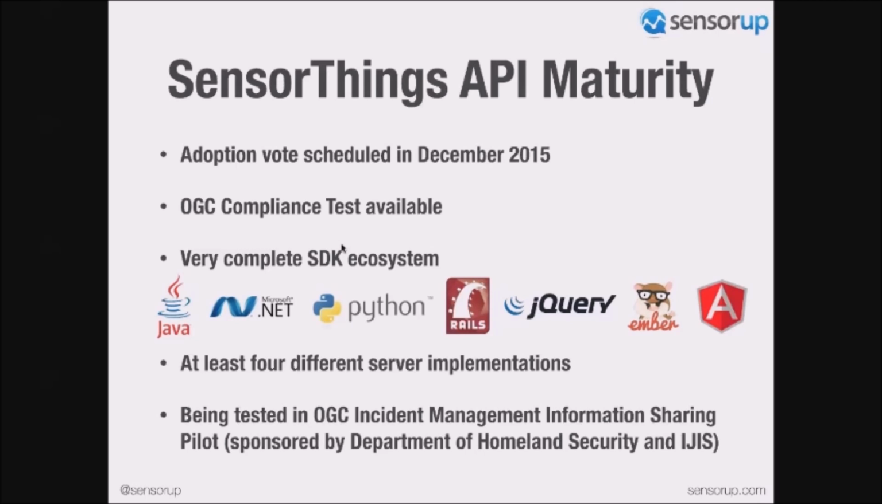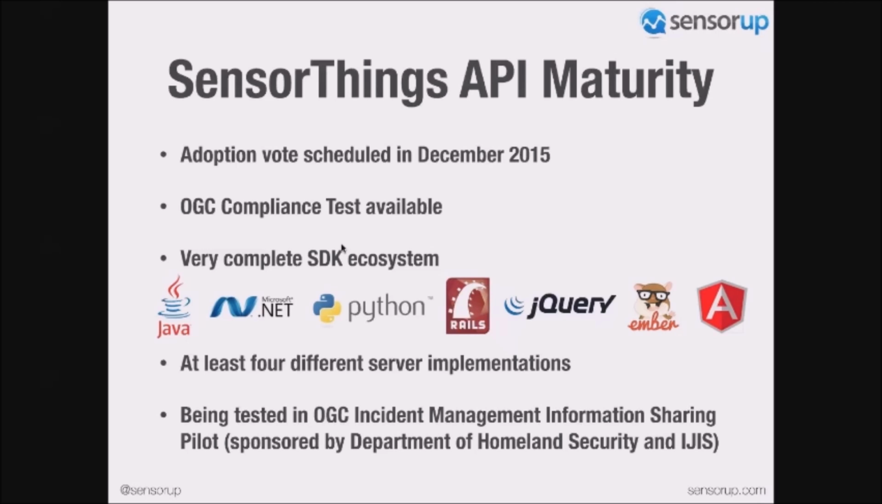Using a standard actually is not enough, because in order to ensure interoperability, that you are doing the right thing or not, you do need a compliance test. It's one indicator of how mature a standard is. And for SensorThings API, we already have a compliance test available to test whether different modules can interoperate with each other. And we have a very complete SDK ecosystem, software development kits.